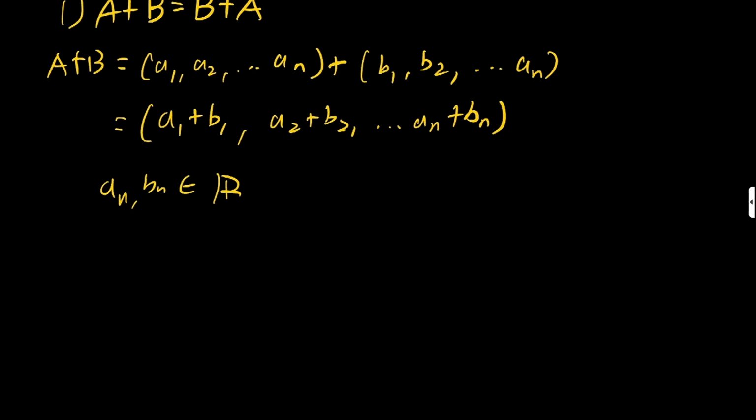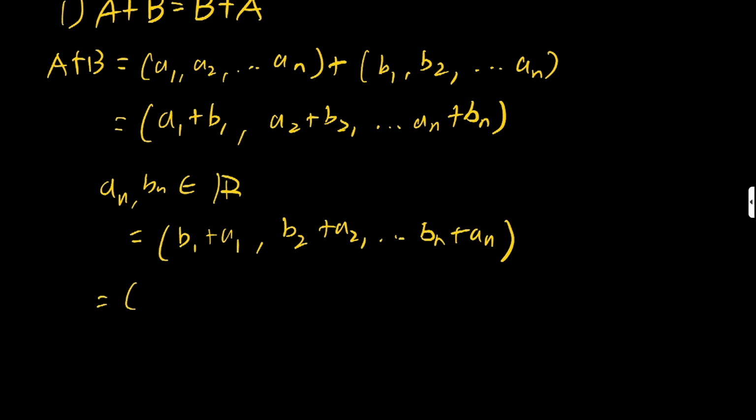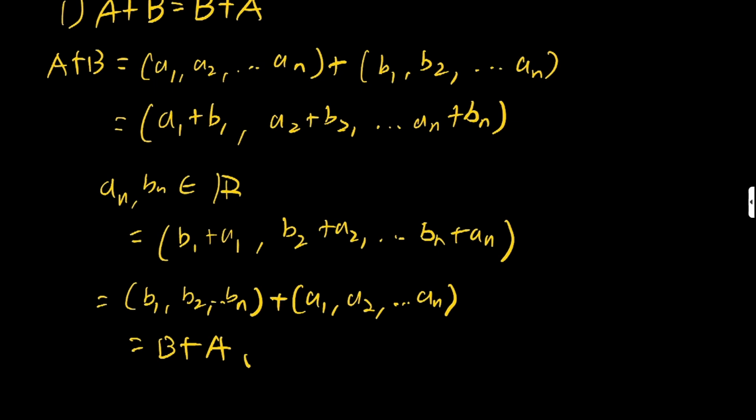That's a space we're going to work with when we talk about L2 spaces in a second. So because of that, we know that real numbers are commutative, and so this is the same thing as B1 plus A1, B2 plus A2, up to B sub n plus A sub n. And there you have it. We can now separate this back into the original sum, which is B1, B2, up to B sub n plus A1, A2, up to A sub n, and this is of course equal to B plus A, so it is commutative.